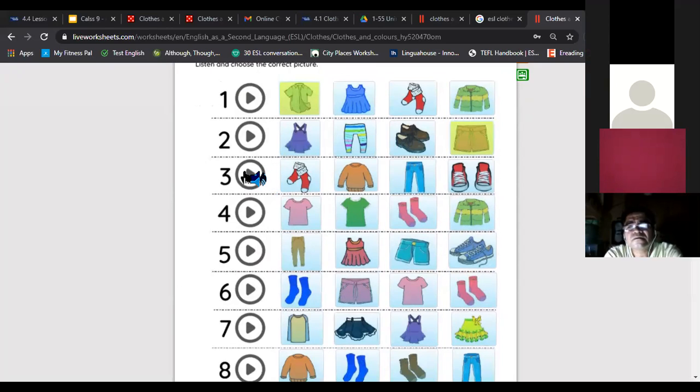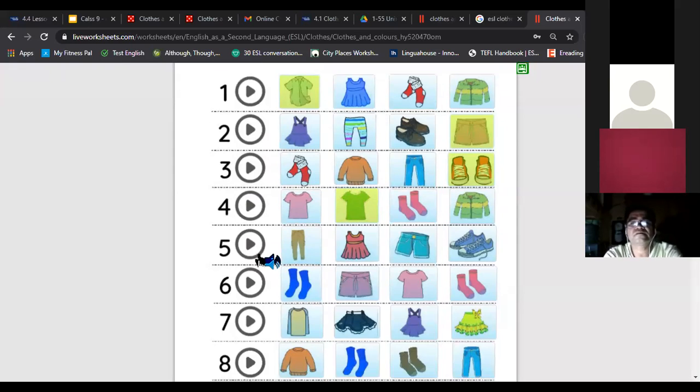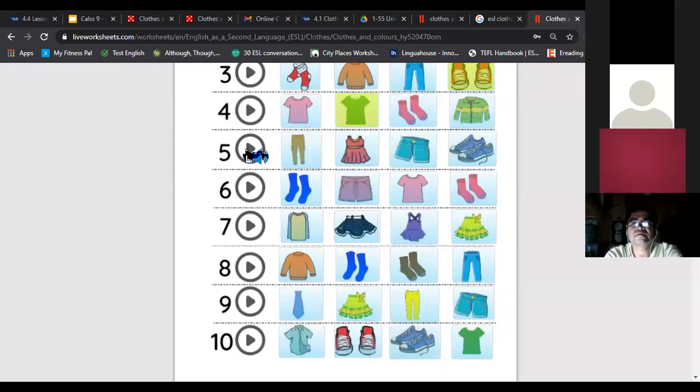Red shoes. The intonation, the accent changes a little bit, but she says shoes. Red shoes. Okay. Green t-shirt. Very good. Blue shorts.